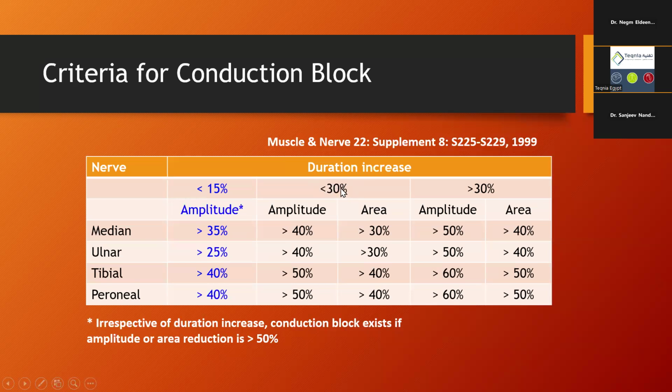If the change in the duration is less than 30%, that means there is not a lot of temporal dispersion, then a drop in amplitude by more than 40% can be considered conduction block. But if the duration also changes, then we need to see a larger amplitude drop. And these criteria do vary. There are many different publications. The majority of the laboratories will consider a conduction block if the area or amplitude decrease is more than 50%, regardless of duration.